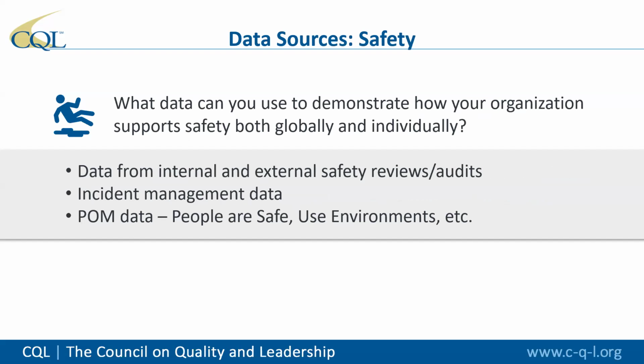When it comes to safety, there is lots of information again here because safety is closely related to many of the areas of the basic assurances. But you could look at data from internal and external safety reviews and audits and what is being seen during those things. And again, any kind of incident management data also is a part of safety. And then POM data around, you know, people are safe, people use their environments, anything looking at safety, how people are safe, are not safe, or if they feel safe.